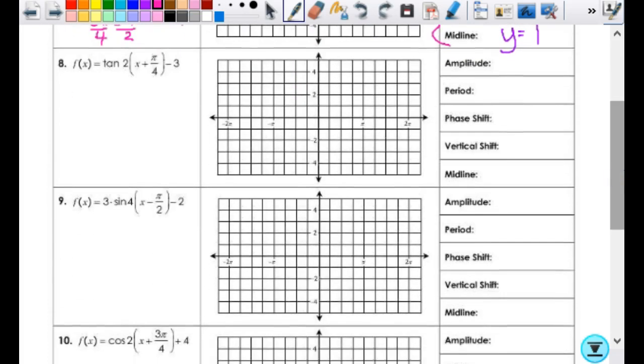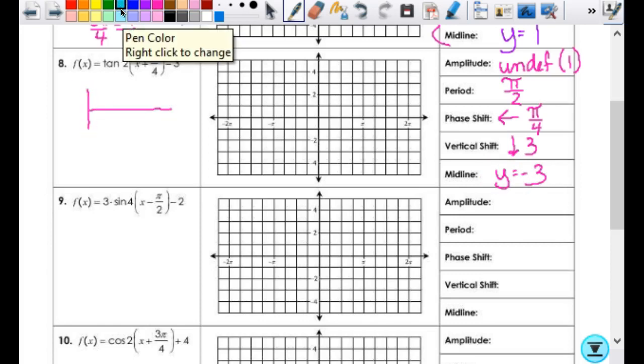All right, so what is the amplitude here? Yeah, it's undefined, but then that 1 is my important number. There's the vertical stretch compression. It's not even there. What's the period? Pi halves, because remember, for tangent, the parent function period is pi, not 2 pi. So this period ends up being pi halves. I have a phase shift to the left, pi fourths. And I'm going down 3, so y equals -3.